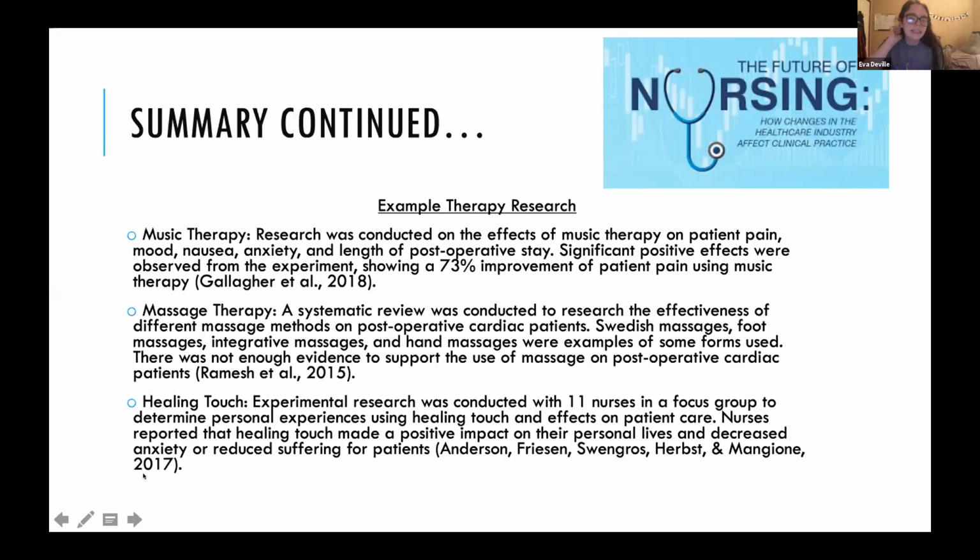And then lastly, healing touch. Experimental research was conducted with 11 nurses in a focus group to determine personal experiences using healing touch and effects on patient care. And nurses reported that healing touch made a positive impact on their personal lives and decreased anxiety or reduced suffering for patients.